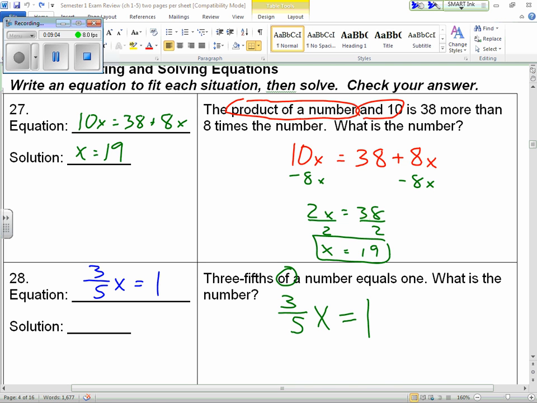To solve this, to get x by itself, we need to multiply by the reciprocal, 5 over 3. The 5's cancel, the 3's cancel, get 1, 1, 1, 1, which is 1x. Over here we had to do the same thing, multiply by 5 over 3. So x would equal, anything times 1 is itself. So x would be 5/3.